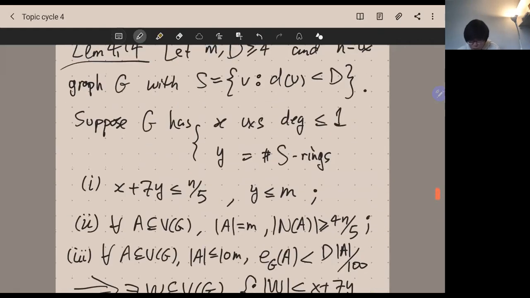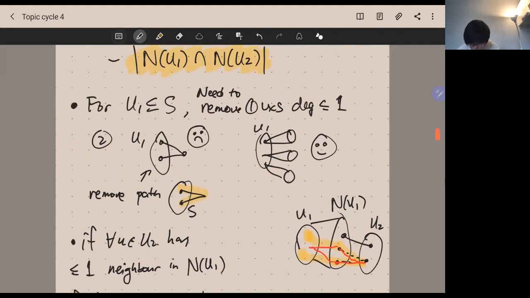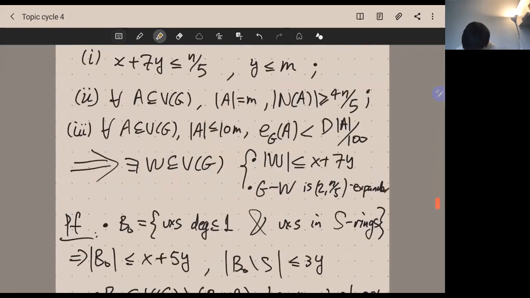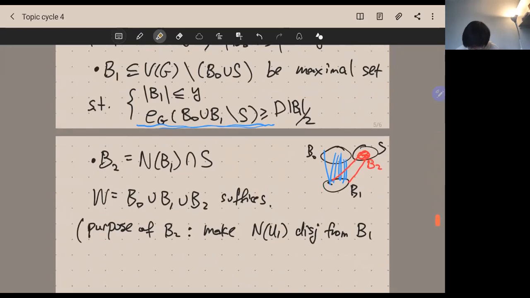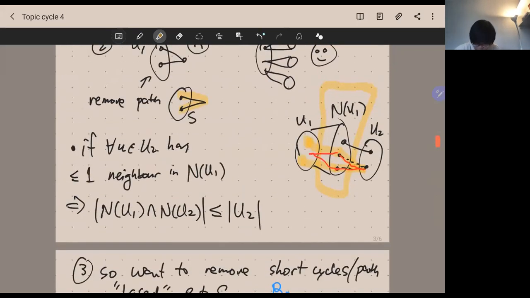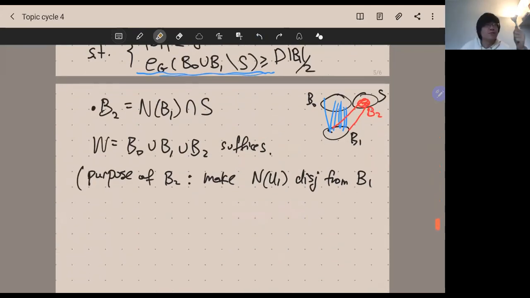So maybe we have to go up to the picture here. We have U1 and U2, right? We want N(U1), which is this guy here, to be disjoint from B1. Ah, okay. You see what's going on? U1 is the set of small degree vertices. We want 2 expansion for them, right? So that's the sensitive set. We need to be careful.